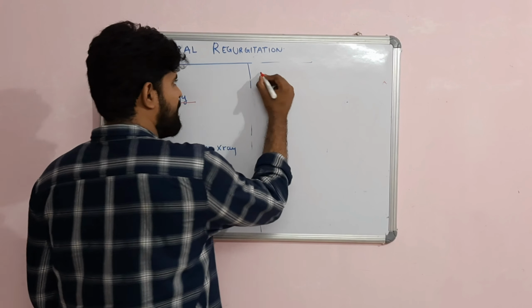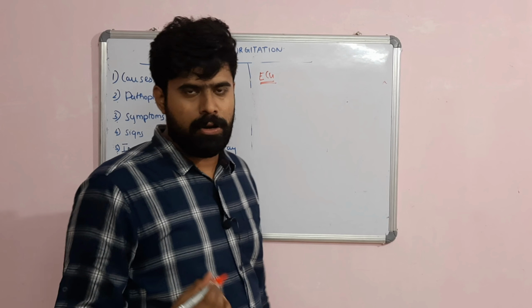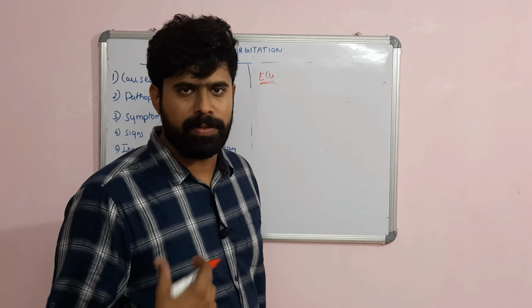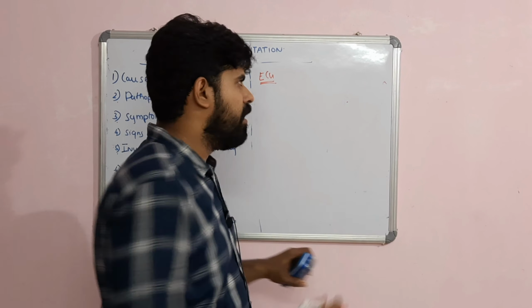Next, ECG. Basically, we understood from the pathophysiology there will be left atrial enlargement, left ventricular eccentric hypertrophy, right atrial enlargement, right ventricular hypertrophy, atrial fibrillation. Just these findings will be there.